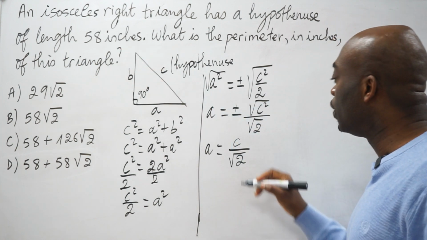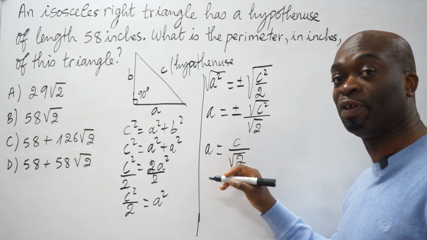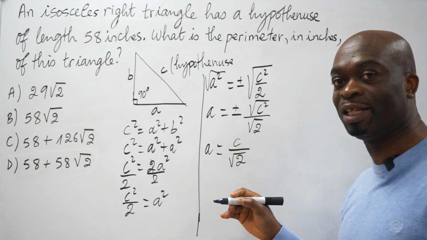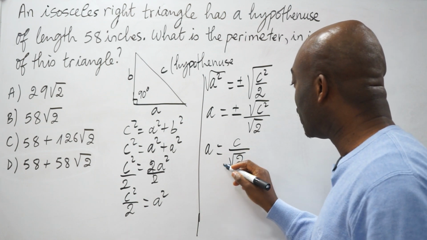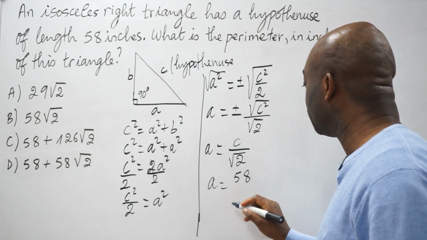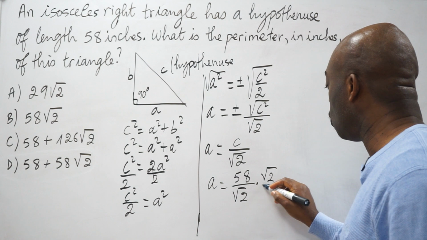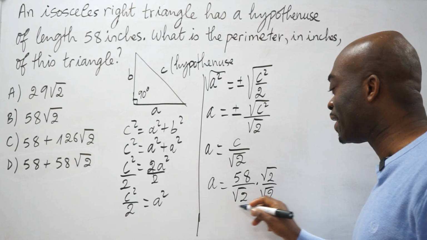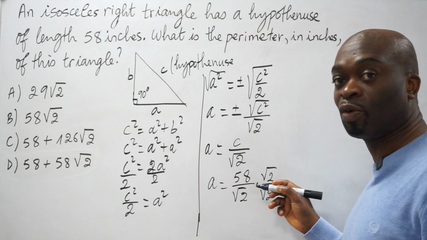And then what else do we know? We know that square root of 2, we can do what with it because at the bottom of the radical or the fraction, we don't need it to be there. So we can do the conjugate of it, okay? So that means we have A equals to 58 over square root of 2 times square root of 2 over 2. So that's how we do the conjugate. We take the bottom expression and then we make it as a fraction, okay?